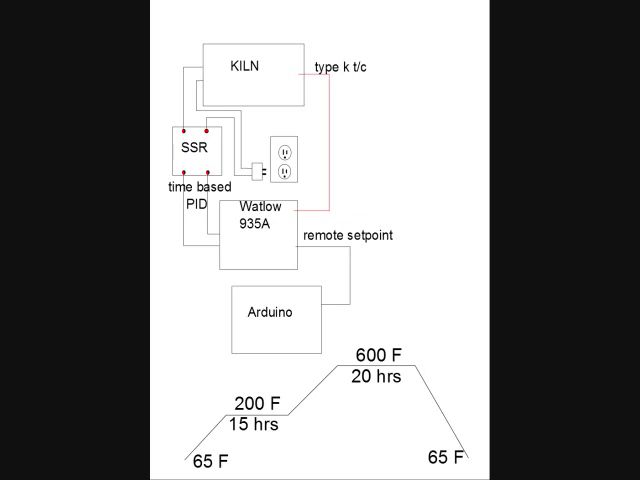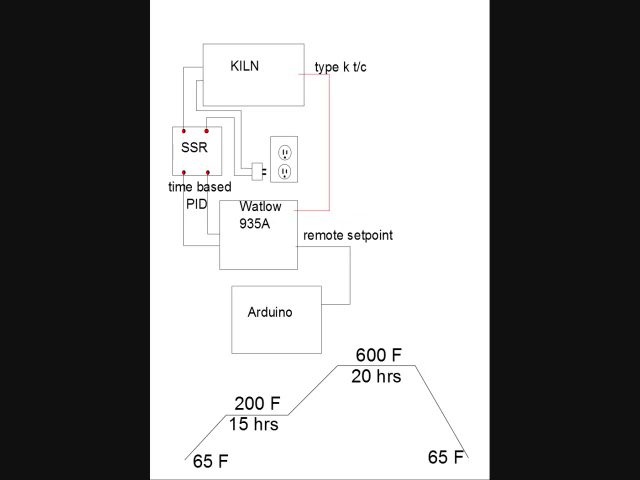The Arduino simply provides a remote setpoint according to the profile shown at the bottom of the diagram. During the ramp phases, the Arduino increases the temperature setpoint by 9 degrees Fahrenheit every 15 minutes. The remote setpoint function of the Watlow controller uses a DC voltage input to proportionally increase or decrease the setpoint.